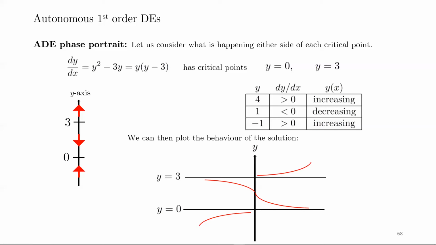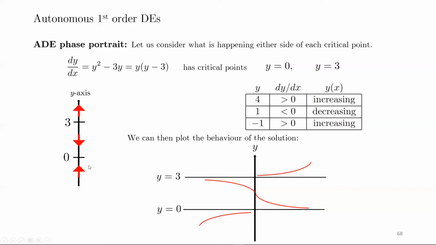Okay. So notice too that for ADEs, they always are separable, right? Because the right-hand side never depends on x, it is only a function of y. So we can always separate these variables, but you may not always be able to evaluate the integral. So drawing a phase portrait like this can be useful to understand the dynamics of the system.